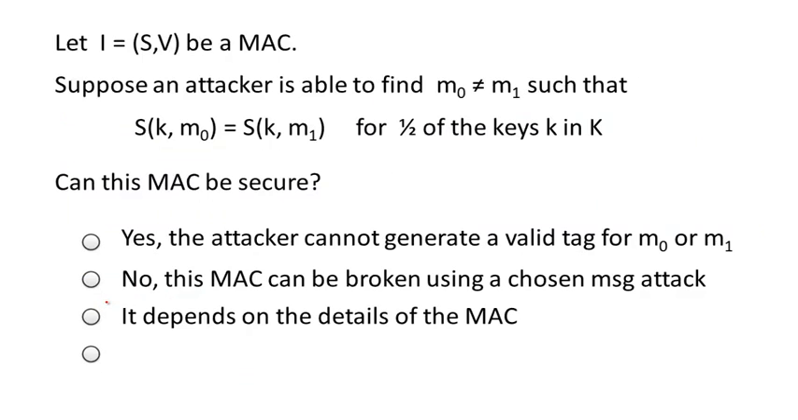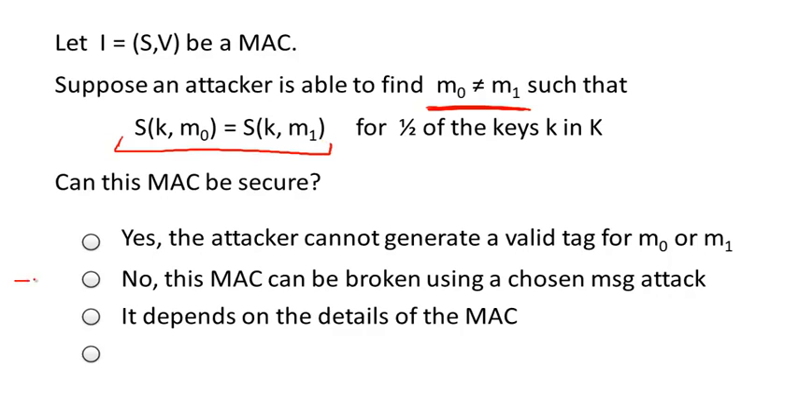So the first question is, suppose we have a MAC, and it so happens that the attacker can find two messages, M0 and M1, that happen to have the same tag for about half of the keys. In other words, if you choose a key at random, with probability 1/2 the tag on the message M0 will be the same as the tag on the message M1. And my question to you is, can this be a secure MAC? I want to emphasize the attacker doesn't know what the tag on M0 and M1 is. All he knows is that the two messages happen to have the same tag with probability 1/2. So the question is whether this is a secure MAC.